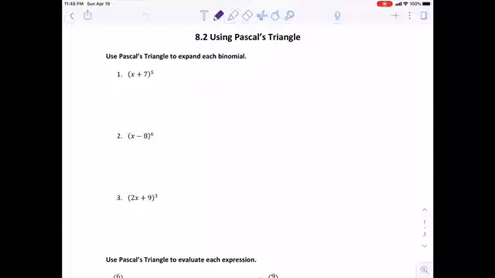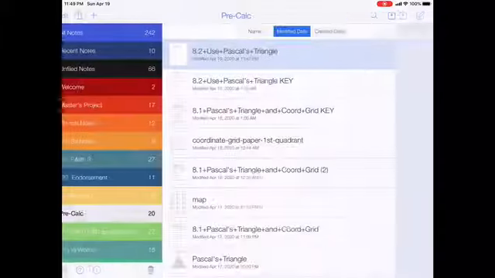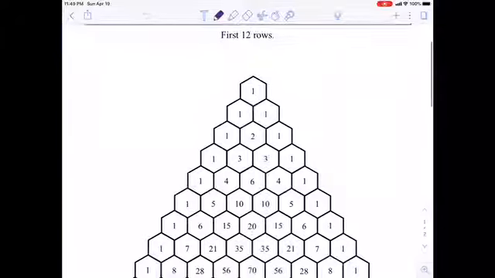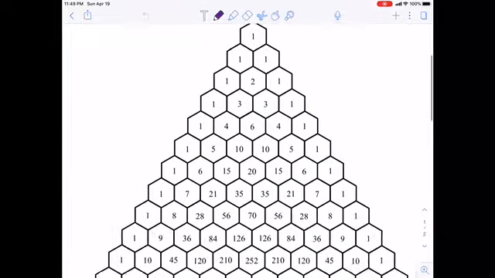Alright, so today we're learning how to use Pascal's triangle. Notice the first few questions here ask us to use Pascal's triangle to expand each binomial. Now in order to do this, you're going to need a copy of Pascal's triangle, which you can access next to this assignment. So I'm going to go ahead and just pull up a copy of Pascal's triangle.